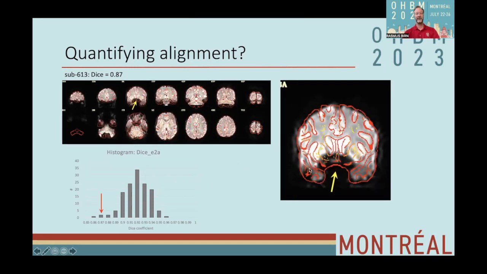Now, in this subject, we see a fairly reasonable alignment of the brain across most of the cortex, but we have a very low dice coefficient between the EPI and the T1 because of the prominent signal dropout in the orbital frontal cortex. And this signal dropout is not something that a registration algorithm could really fix.